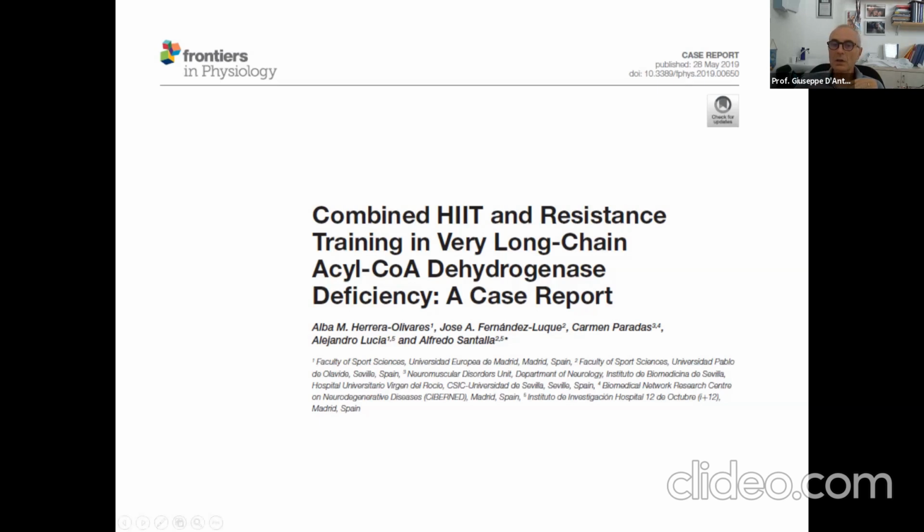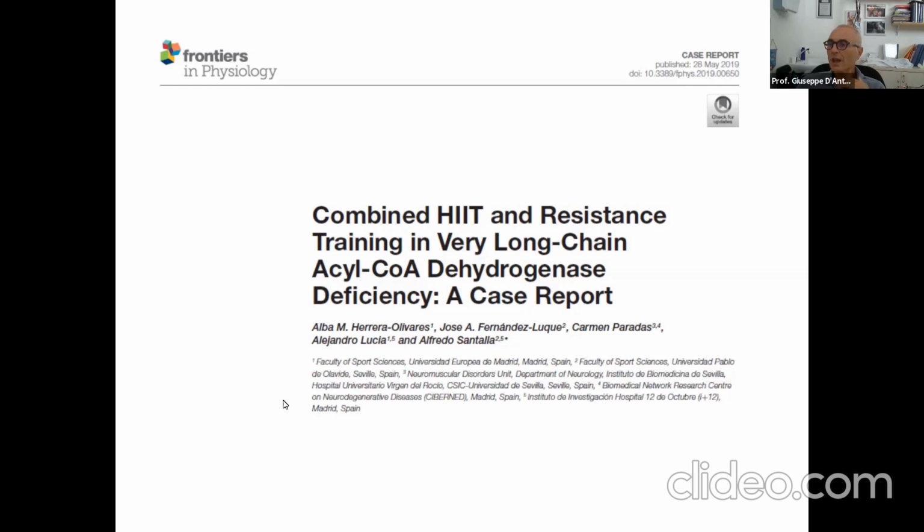This enzyme is the enzyme that catalyzes the first and limiting step of beta oxidation of fatty acids, in particular long-chain fatty acids, from 14 to 20 carbon atoms. The deficiency of this enzyme is the second major metabolic disease involving utilization of fatty acids in muscle cells.